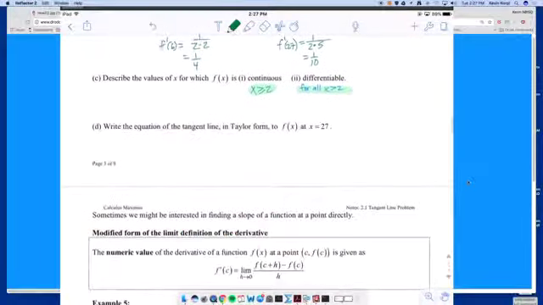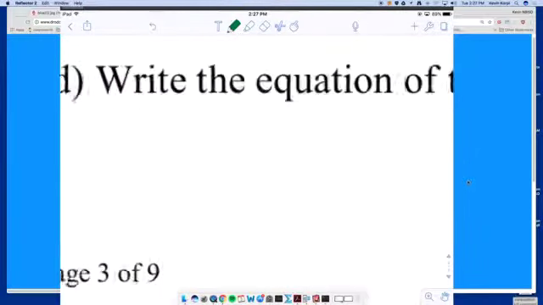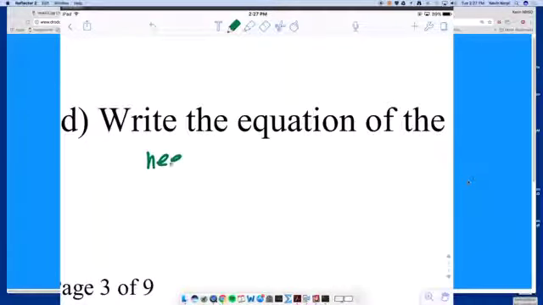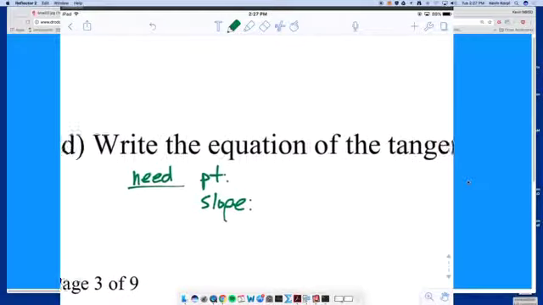What do we need for the equation of a tangent line? Yeah, we're going to need this. That gives us the slope, right? We could get by with 2 points, but we don't have 2 points. We only have the 1 point. So we're going to need the point of tangency, and we're going to need the slope. So let's go ahead and find the point first.